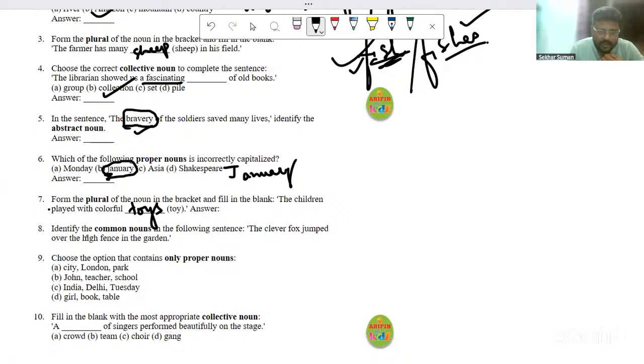Okay. Question number 8. Identify the common nouns in the following sentence. The clever fox jumped over the high fence in the garden. There are several common nouns that you could use over here. There are a number of common nouns over here. So what are the common nouns? As I would like to underline over here, the fox, the fence, the garden. Right. Many of you are giving the right answers.